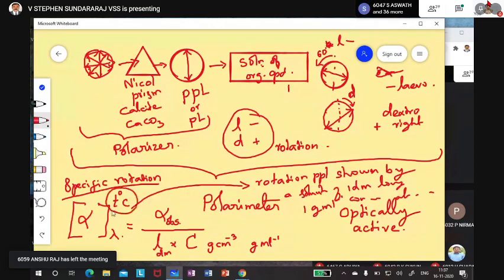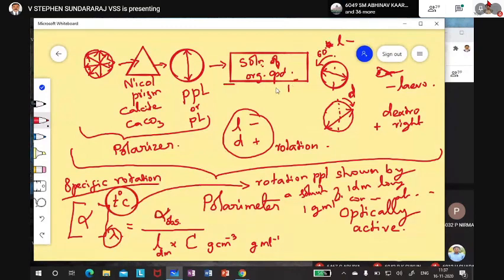At a particular place. Because the observed rotation may be anything, any length, 20 centimeter or any length, and any concentration solution you can write. But when you divide by the length in decimeter, you will get it for unit decimeter. And when you divide by the concentration, then you will get it for unit concentration. That is why unit decimeter length and unit concentration is called specific rotation, because generally it is expressed as specific rotation. Then only you can compare.